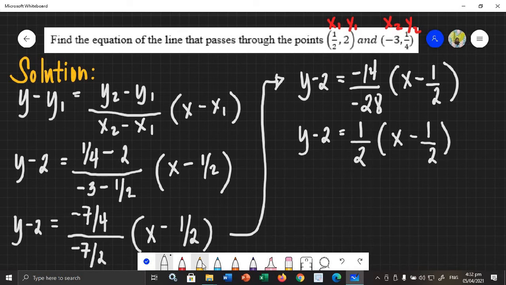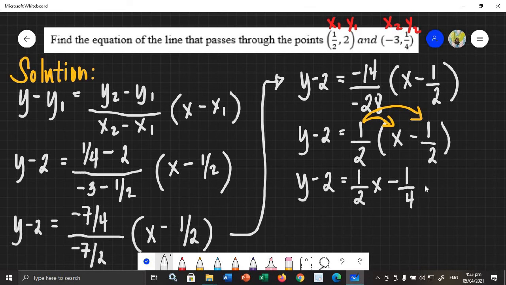And then next is we need to distribute 1/2 to each term inside the parentheses para mawala na yung parentheses dyan. So y minus 2 is equal to 1/2 times x. The answer is 1/2 x. And then 1/2 times negative 1/2. The answer is negative 1/4.